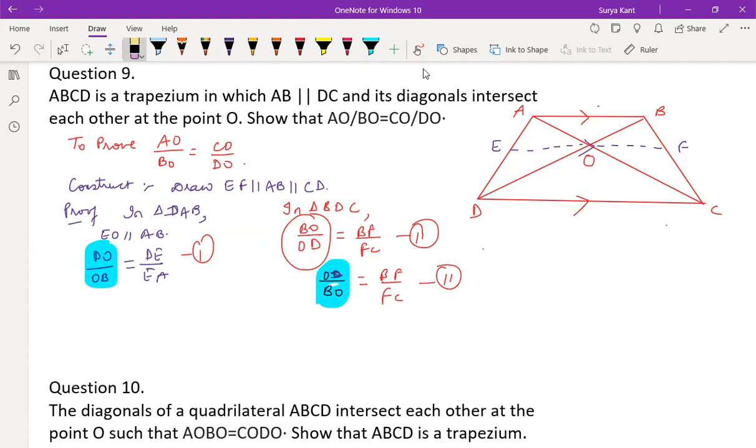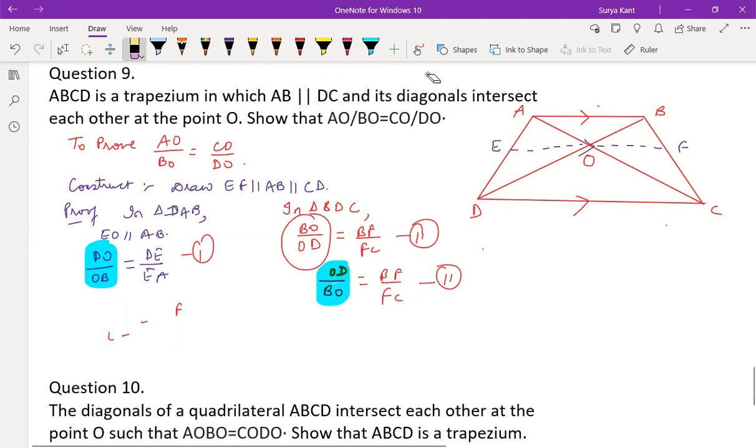One minute, I'll erase this. So these both are the same over here. If these both are the same, can we write DE divided by EA is equal to BF divided by FC? Can we write like this? But CO and DO we should write here. So how do we write CO by DO in this case? We have to do it some other way, right? We have to bring AO, BO, CO and DO.